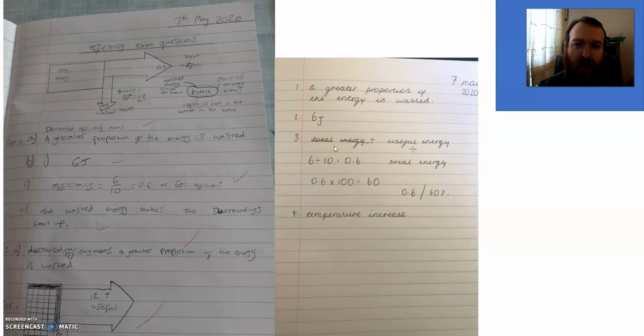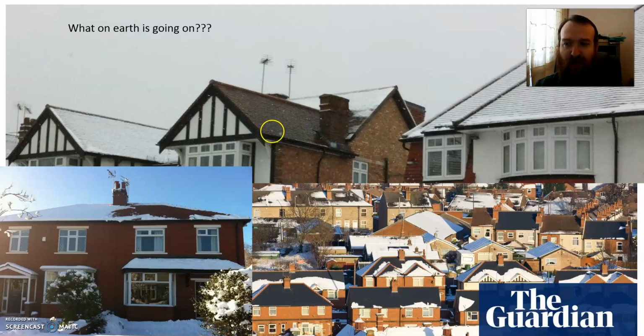This week we're looking at something different. We're still looking at the energy topic, but I've got a question first. We've got a picture. What on earth is going on in these pictures? Okay, I've got houses. It was from last year, February, March time, and snow had fallen, and we're looking at the roofs. What's happening on the roofs on these different houses?